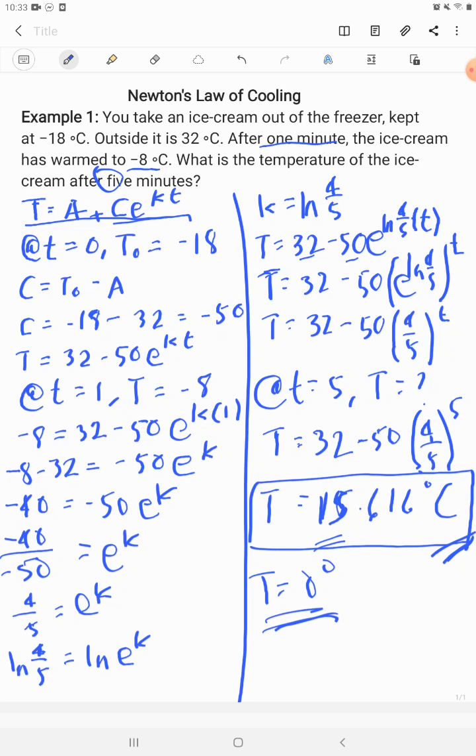Right? So we will be studying more about Newton's law of cooling using some other examples in our next video.